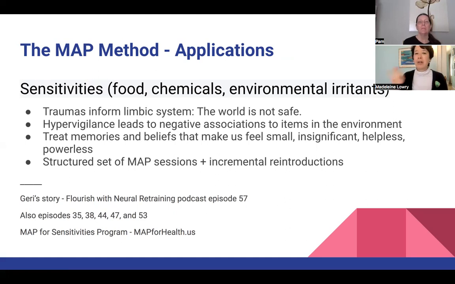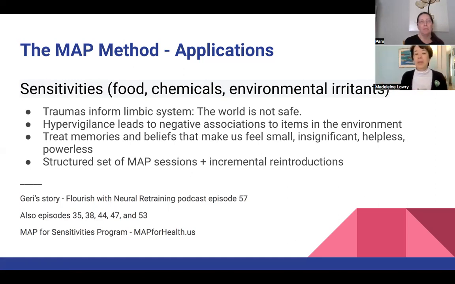All right, I'm going to very briefly talk about some applications. So sensitivities, that was something I was working with as a nutritional therapy practitioner when I first certified in the MAP method. I certified in the MAP method because I wanted to bring this method of advanced neural retraining to address sensitivities. And particularly for people who have tried things like DNRS, basic methods of neural retraining, and it just wasn't enough.